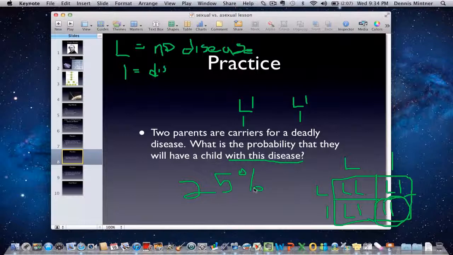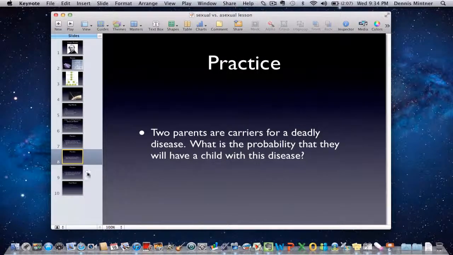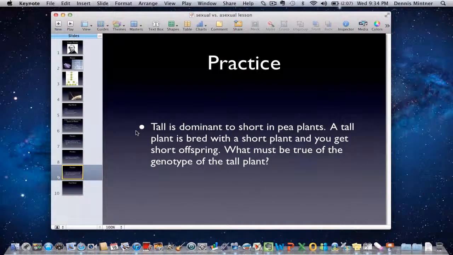All right, let's do one more. It says, you're going to try this. Why don't you do it, and then we'll work it out. Okay, go ahead and pause, and then we'll work it out. All right, thanks for that. Now let's give this a shot.